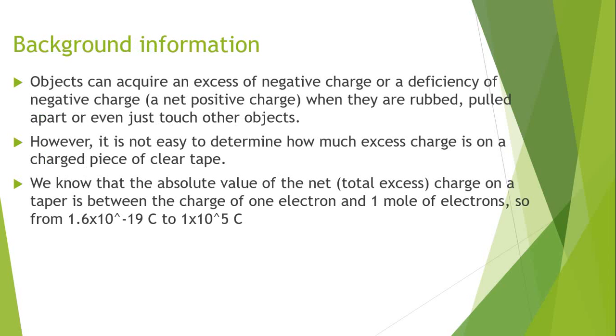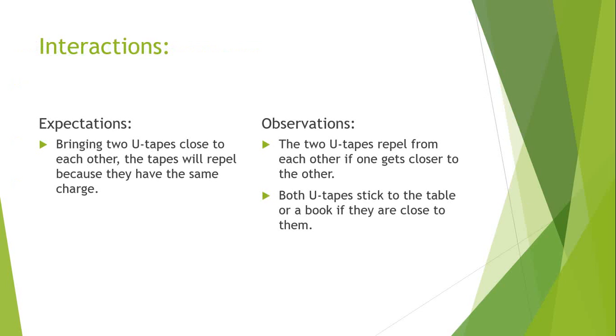Some background information. Objects like clear tape can acquire an excess of negative charge, or a deficiency of negative charge and so a net positive charge, when they are pulled apart or even just touched by another object. However, it's not easy to determine how much excess charge is on a charged piece like clear tape. We know that the absolute value of the net total excess charge on the tape is between the charge of one electron and 1 mole of electrons. So 1.6 times 10 to the negative 19 coulombs to 1 times 10 to the 5 coulombs.